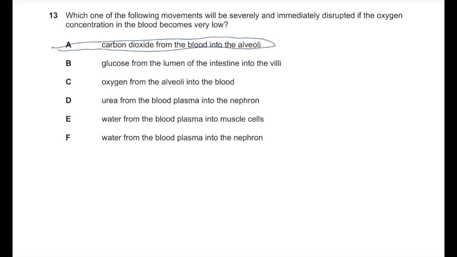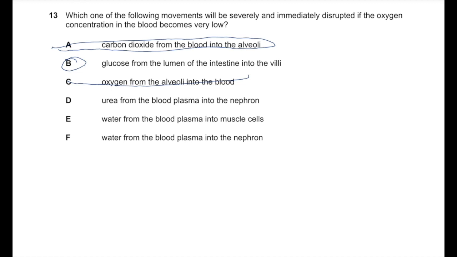B. Glucose from the lumen of the intestine into the villi. This is the answer to the question because active transport is used to transfer the glucose from the lumen of the intestine into the villi. So B is the correct answer to the question, but I'll keep on going through all the options. C. Oxygen from the alveoli into the blood. Yet again, this occurs through diffusion and it's a passive process, so that is incorrect.